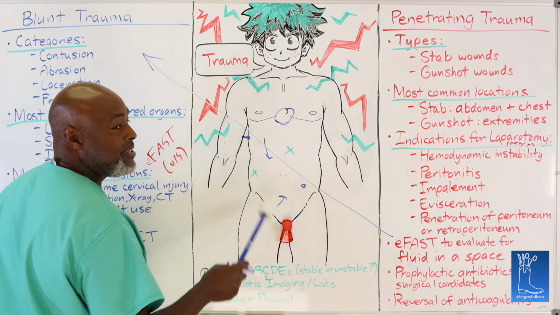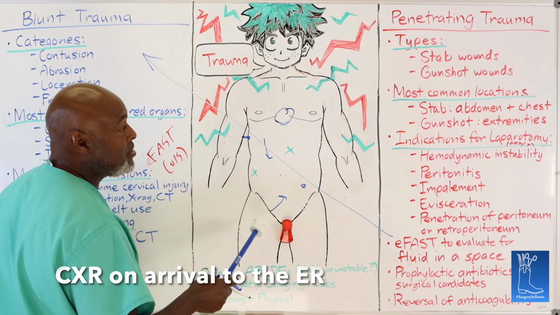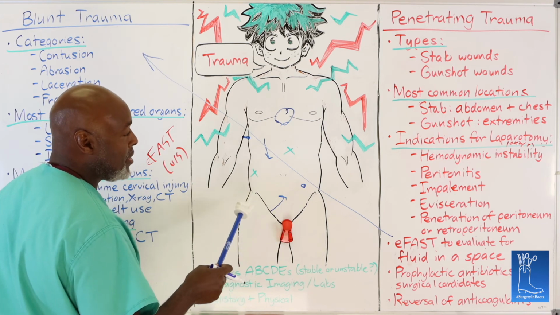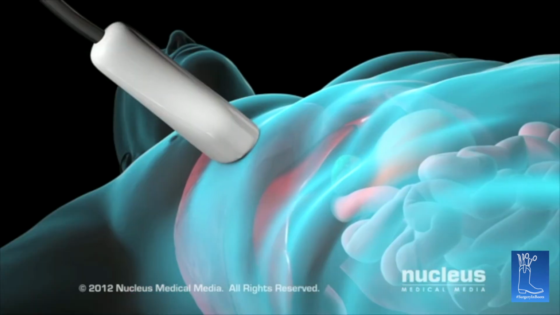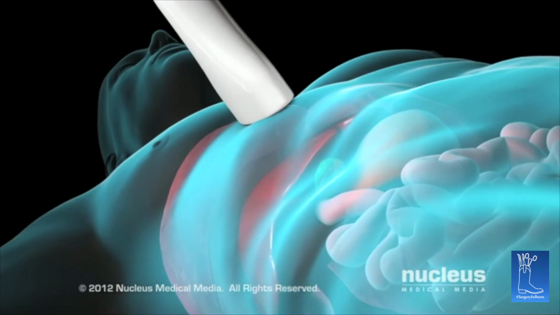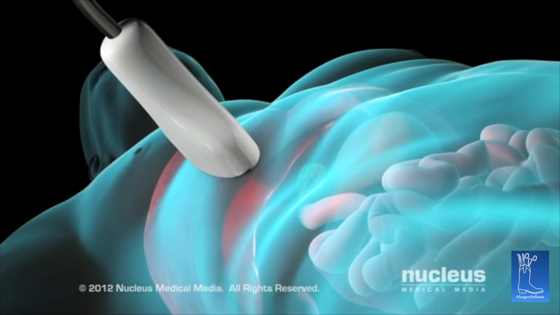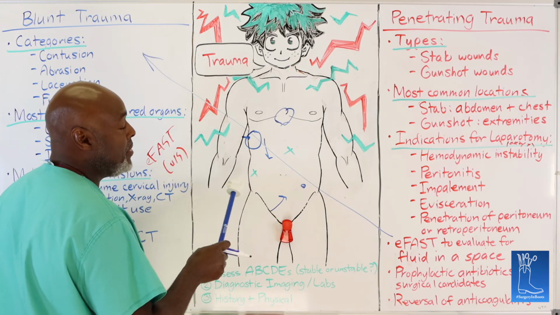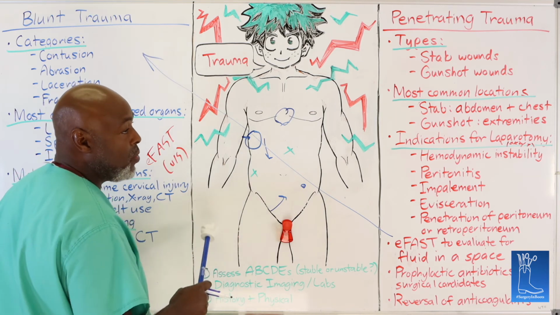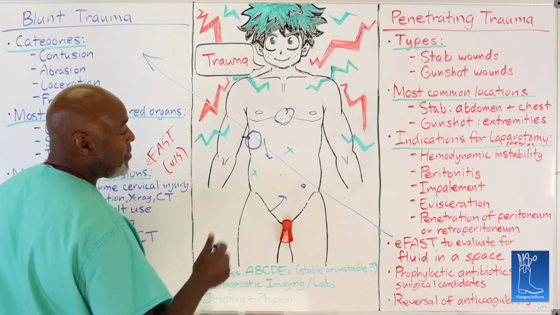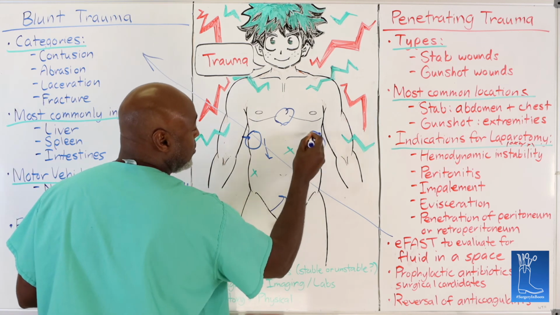But again, these patients are getting chest x-rays as soon as they walk in, and that'll tell us if they have a pneumothorax or a hemothorax. The next one is the hepatorenal space. Basically, that's the space between the liver and the kidney on this side. If you have blood in the abdomen, it's going to pool on this side, and you can see that very well with sonogram. The next one is a splenorenal on the other side.